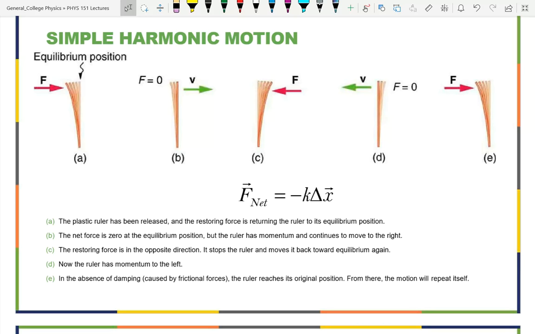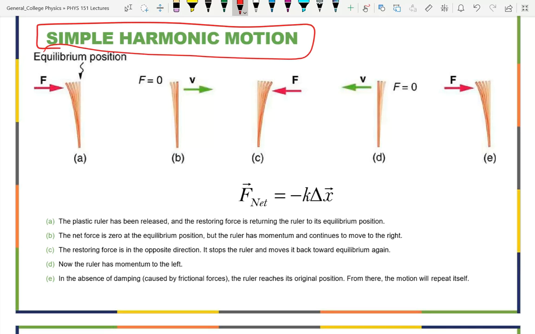Now we're further going to restrict ourselves to simple harmonic motion. You can approximate most natural oscillations to simple harmonic. It's only an approximation. As we'll see with the pendulum, it's not correct, but it's an approximation if you have small oscillations. So what is it? Simple harmonic oscillation is the oscillation that occurs when you have a restoring force that's linearly proportional to displacement from equilibrium.